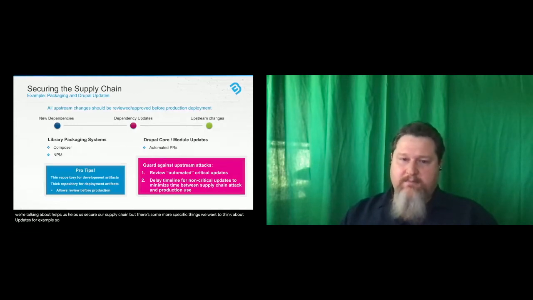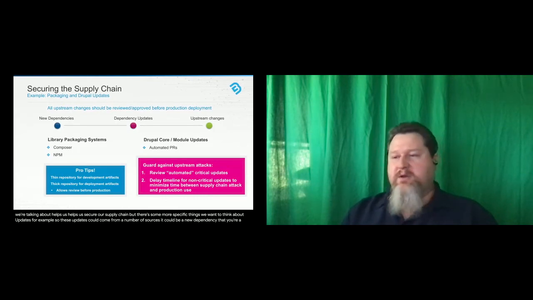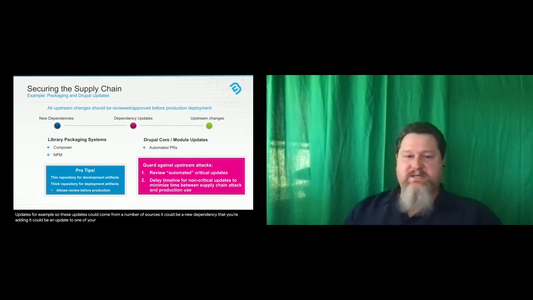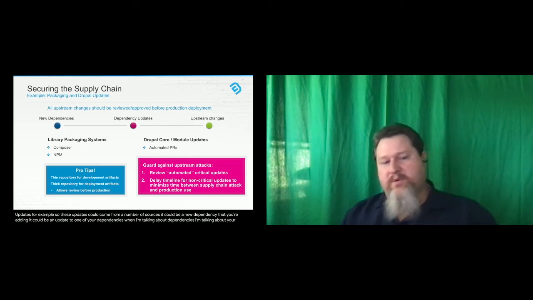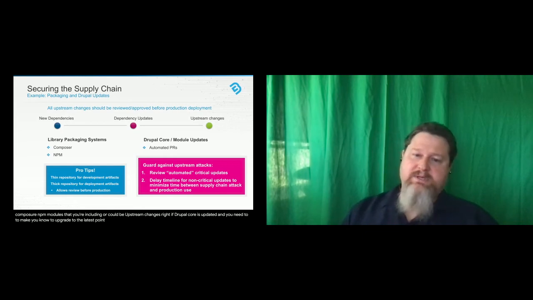So these updates could come from a number of sources. It could be a new dependency that you're adding. It could be an update to one of your dependencies. When I'm talking about dependencies, I'm talking about your Composer or NPM modules that you're including. Or it could be upstream changes, right? If Drupal core is updated and you need to upgrade to the latest point release.